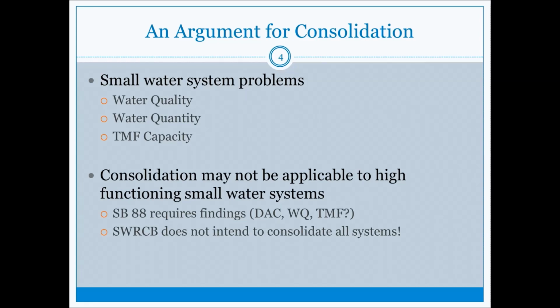And I'm skipping around a little bit, but for the SB 88 process, it requires findings that it's a disadvantaged community, and that they can't reliably supply drinking water that meets all drinking water standards. And so inherent there is that if we're going to talk about SB 88, we need to be talking about a disadvantaged community with one or more of these problems that we're talking about.